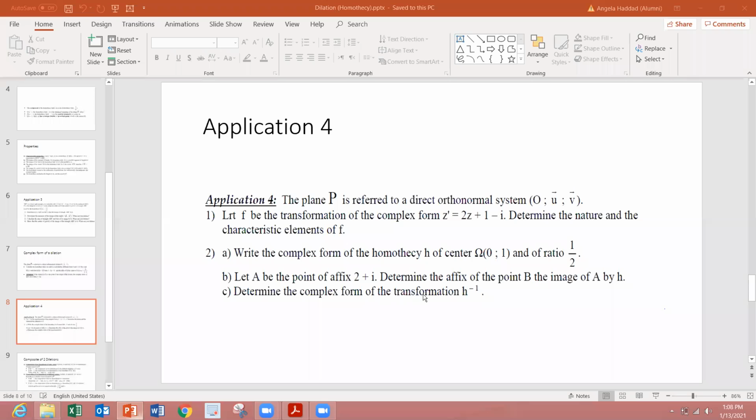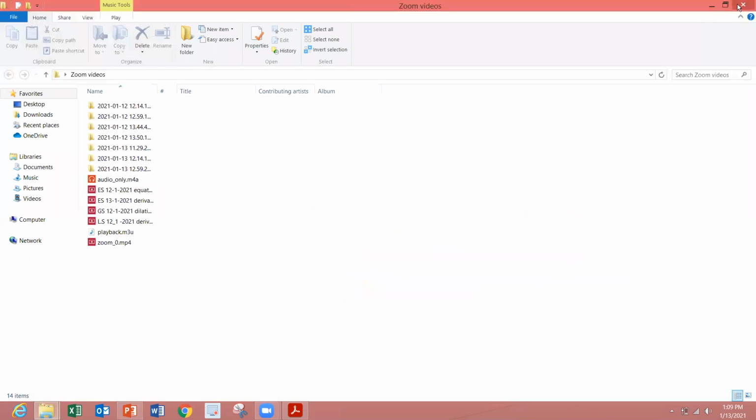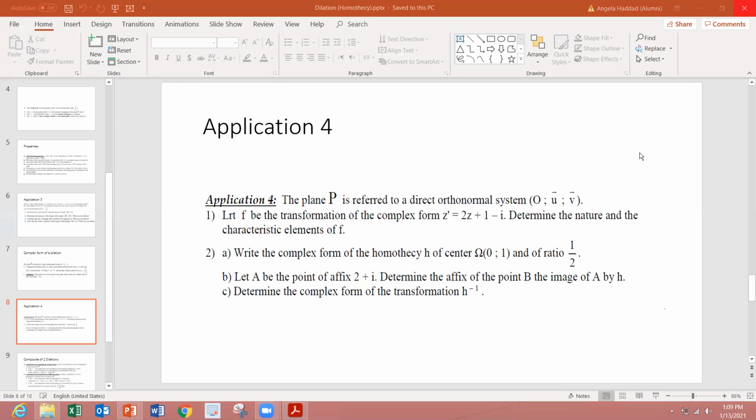Determine the complex form of the transformation H inverse. كيف بيطلع ال H inverse؟ في عندنا طريقتين لنلاقي ال H inverse. شو هن الطريقتين؟ أول طريقة to calculate H inverse I calculate Z in terms of Z prime. بيطلع معي ال inverse.